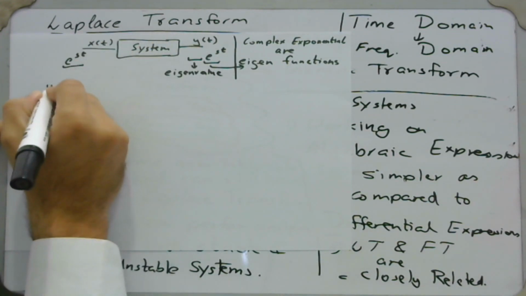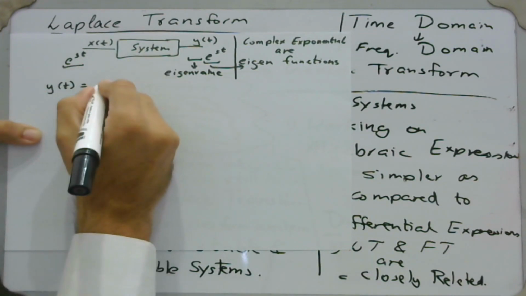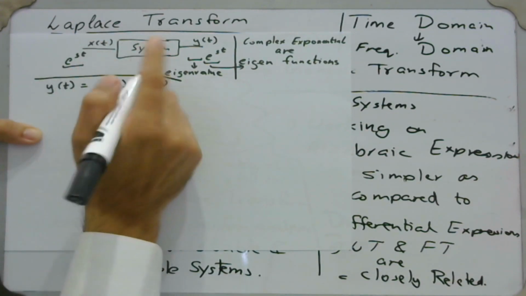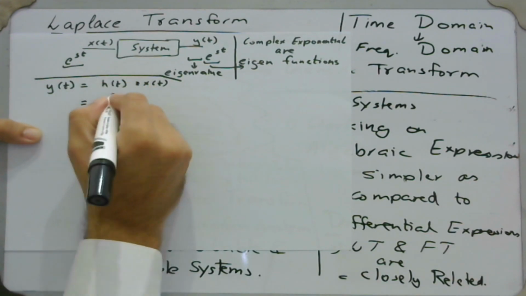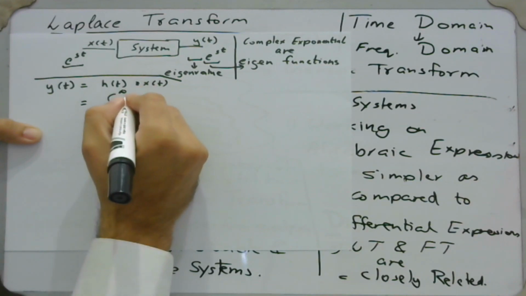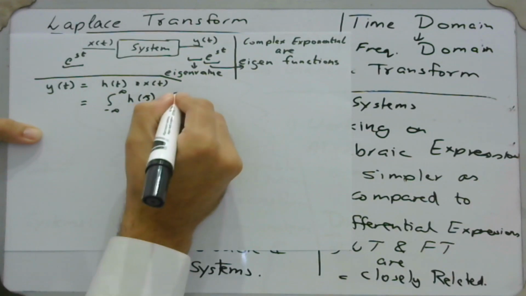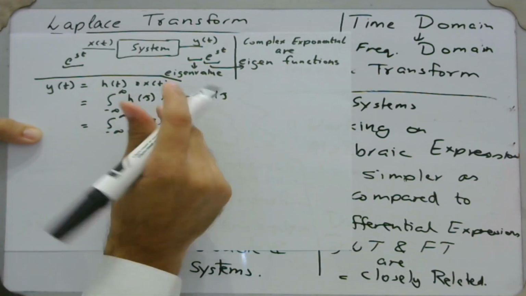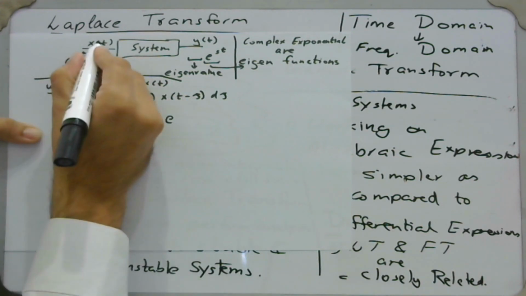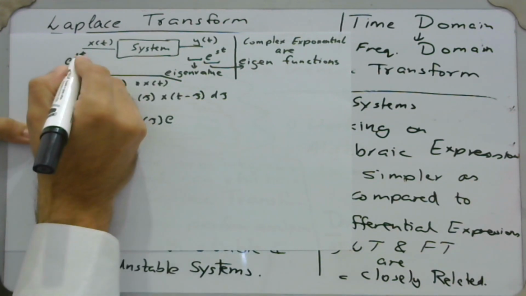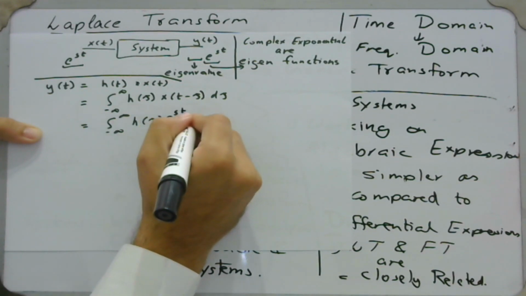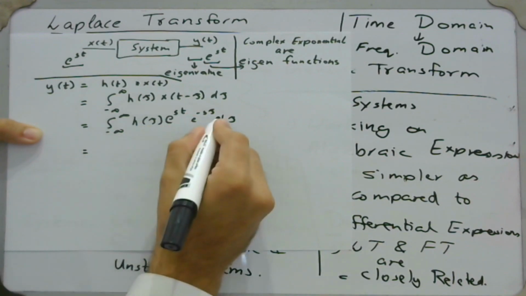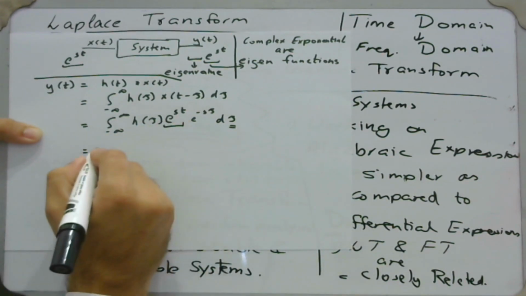For this particular system, we know that y of t can be obtained from the impulse response h of t, which would be convolved with the input x of t. Note that the system that we have considered is a linear time invariant system. So we can express this as an integral, that is h of tau x of t minus tau d tau, and this would be equivalent to, for x of t we put the value e to the st. So if x of t is e to the st, x of t minus tau would be e to the s times t minus tau. So we can say this is simply e to the st times e to the minus s tau d tau. But note that the integration variable is tau and not t, so we can take this out of the integration.